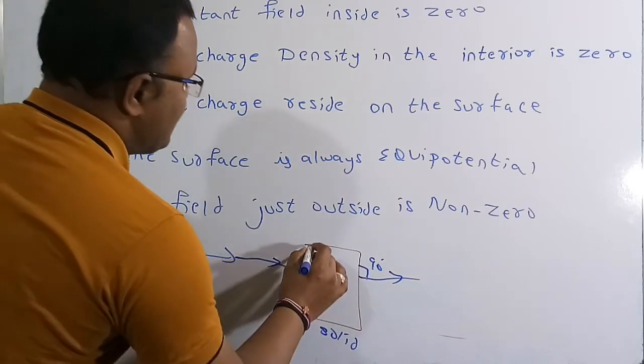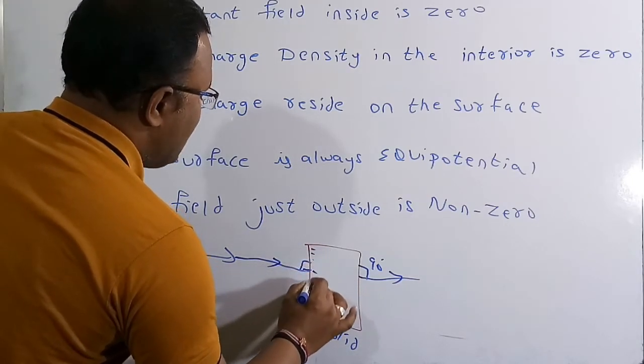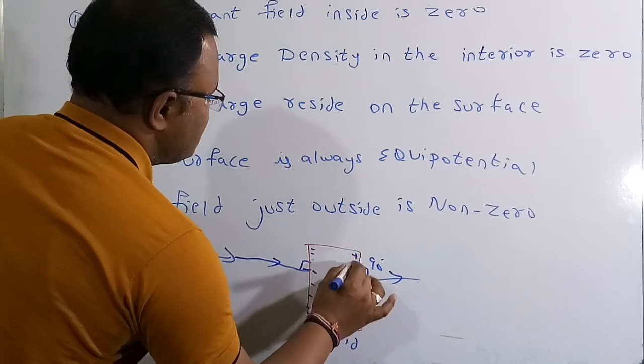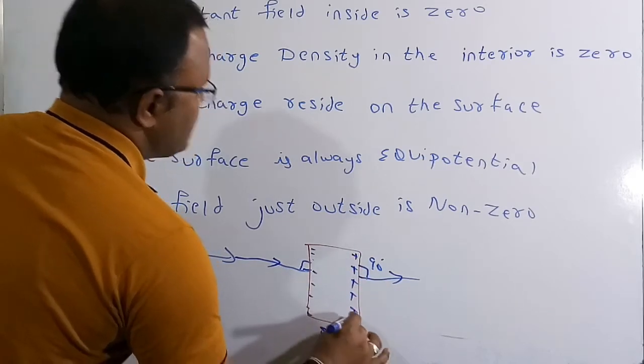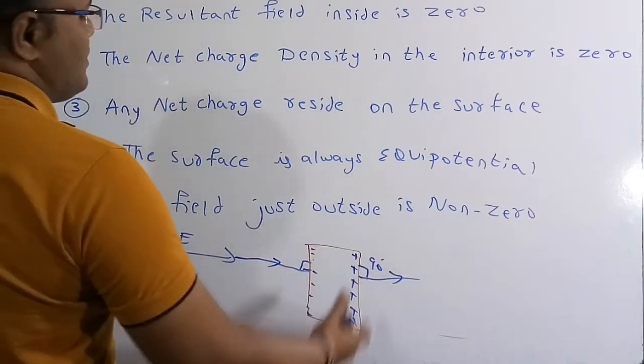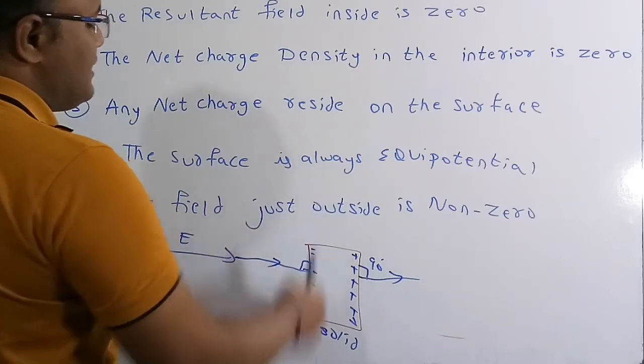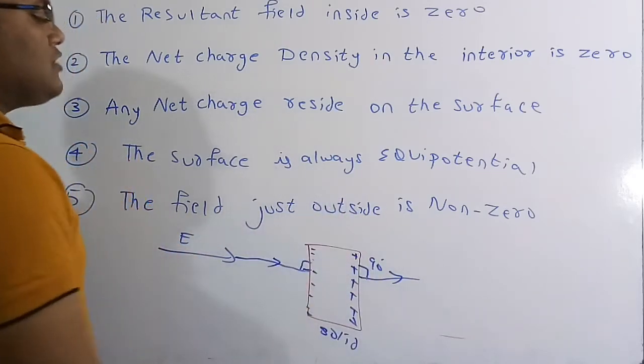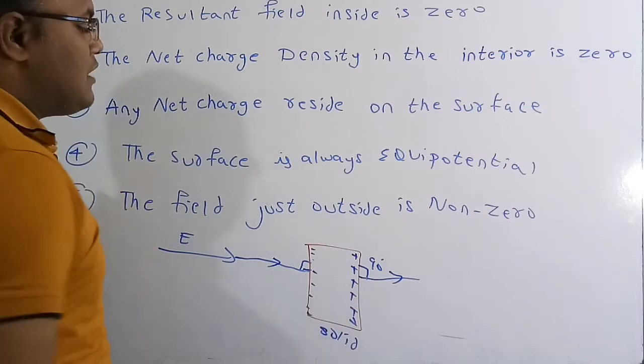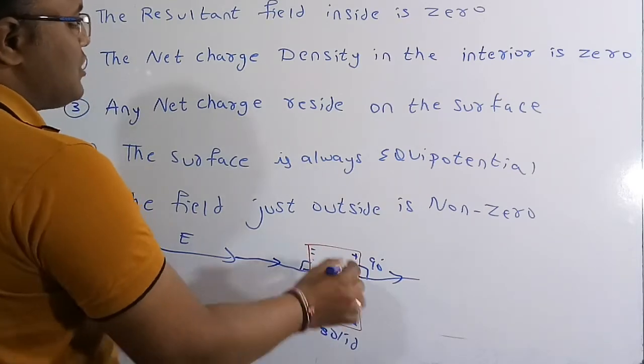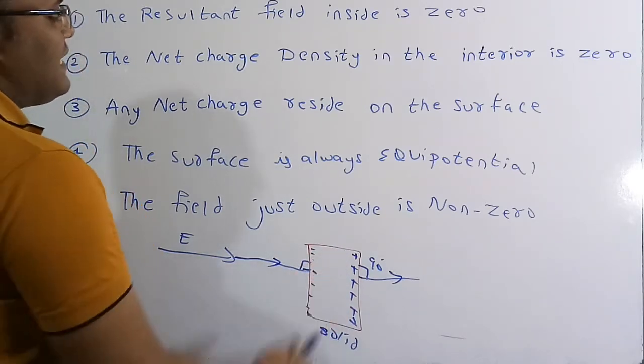So the negative charge is going to reside on the surface and the positive charge is going to reside on the surface. As a positive charge radiates the electric field, here there will be positive charge and here it will be a negative charge. So the overall charge becomes 0 because it is a neutral one. So we can say the charges reside on the surface, but inside the charge is 0.